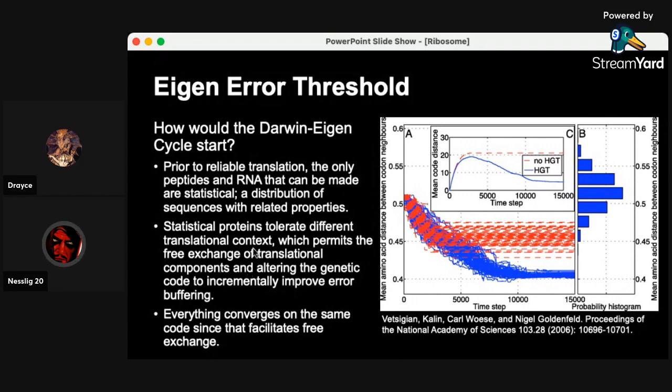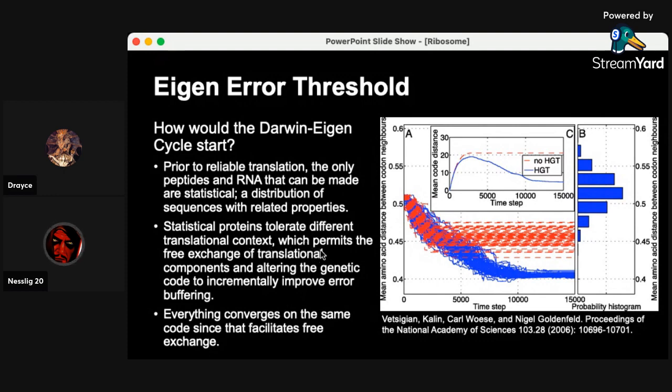And statistical proteins have the unique characteristic that they are able to tolerate different translational contexts. For example, if you change our genetic code right now, so that a codon codes for a different amino acid, it is very damaging because that error propagates to every single protein in our body. But with statistical proteins and RNA, if you change the genetic code, it's no longer as damaging as it normally is.